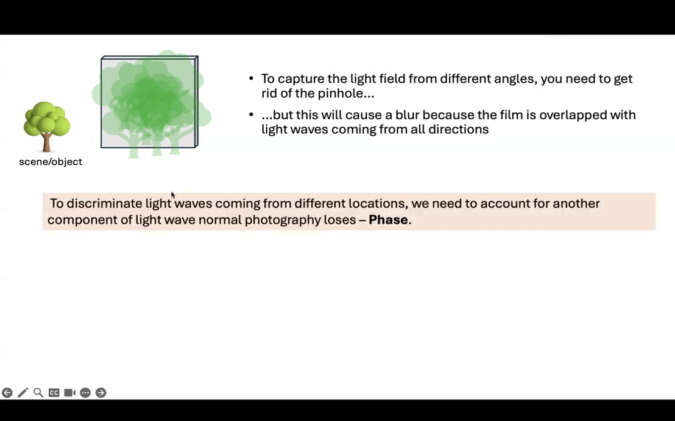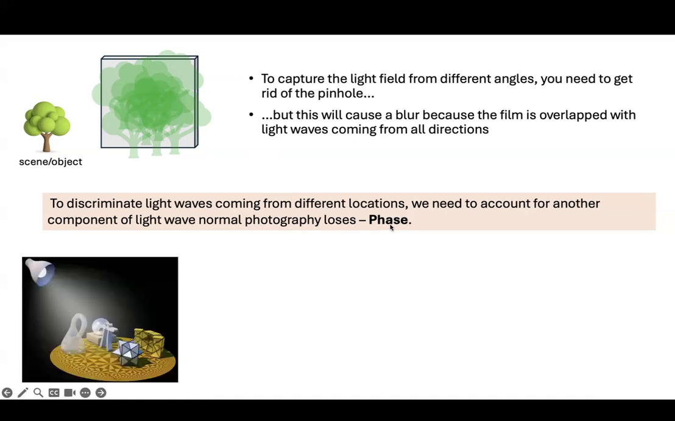So to be able to discriminate the light waves coming from different locations, we need to account for a second component of the light wave. Other than only recording the amplitudes, as in normal photography, in holography we are able to account for the phase of the light waves.